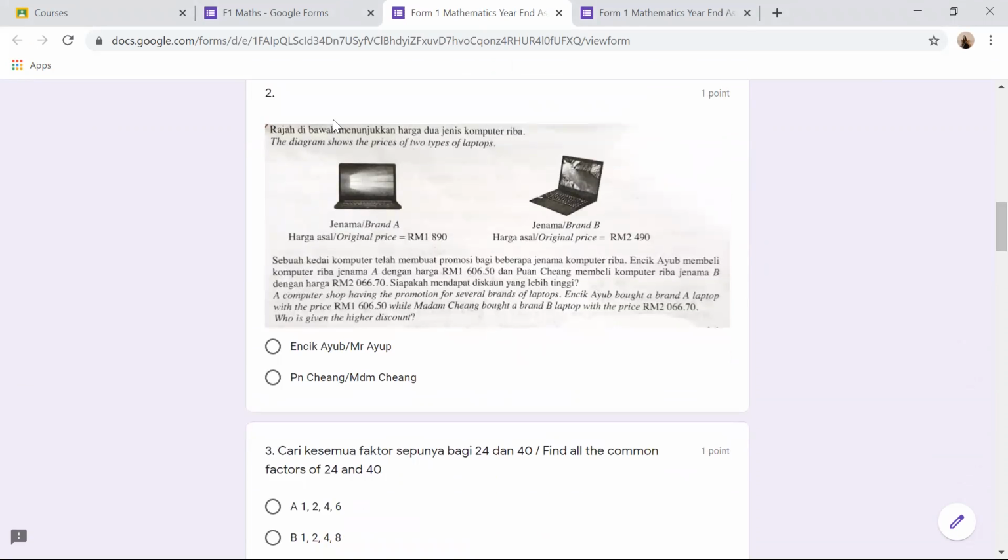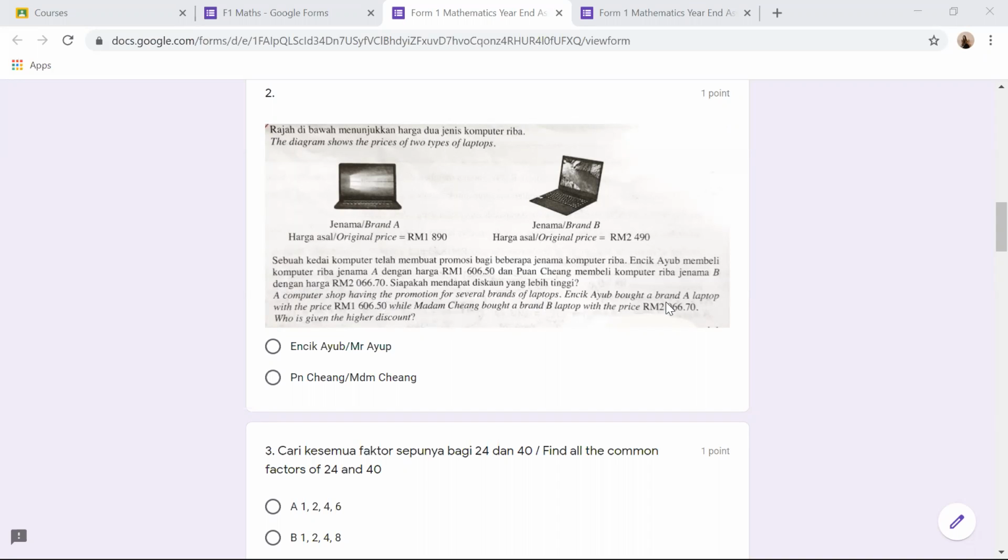Okay, question number 2. We have the prices of 2 types of laptop. The original price for each laptop is given. Now a computer shop is having a promotion for several brands of laptops.